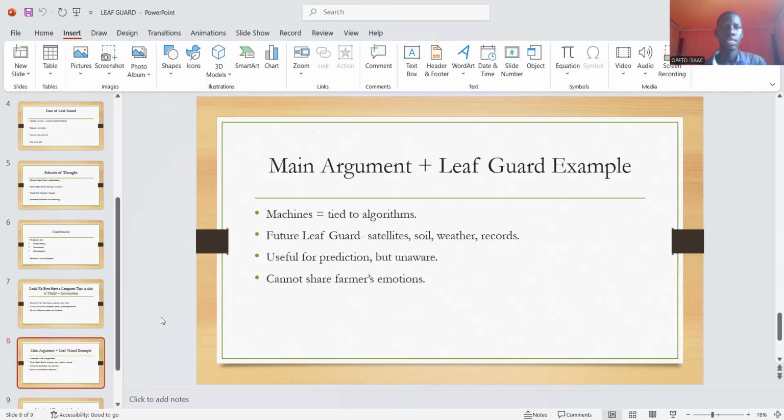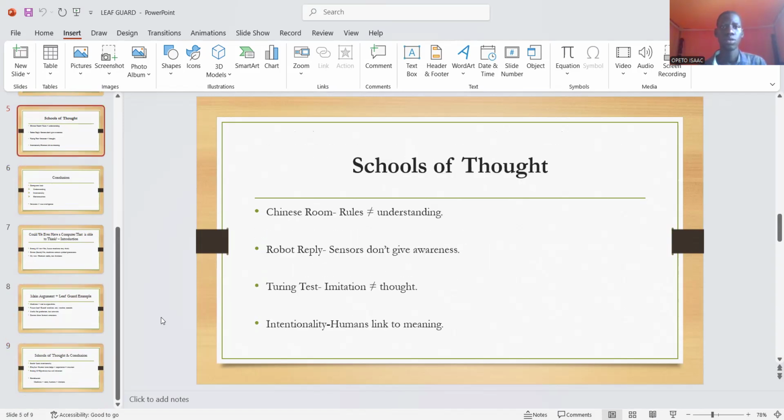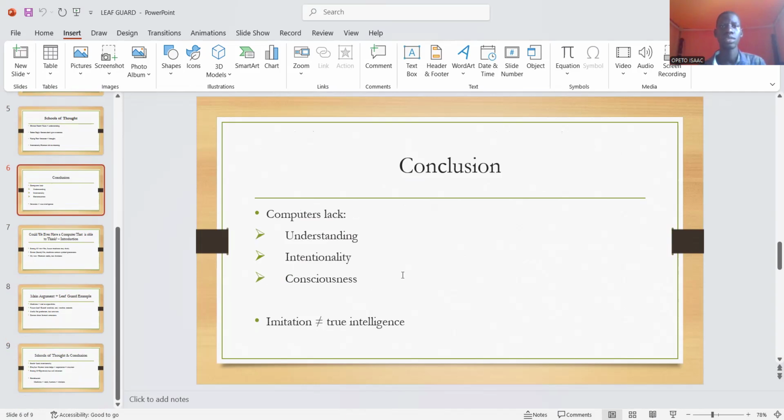So, moving to another slide. Concluding that one, I strongly say computers lack understanding. They only imitate. Intentionally, a computer cannot suggest for itself that it is going to do this or that. As for consciousness, a computer doesn't have self-awareness. Definitely, imitation is not equivalent to true intelligence, which a human has.